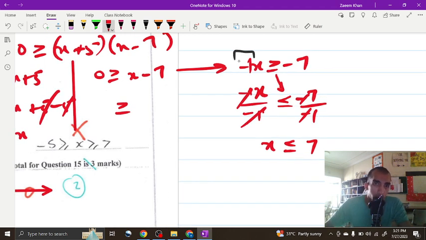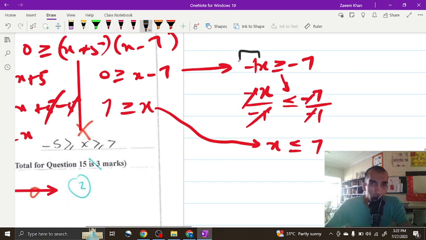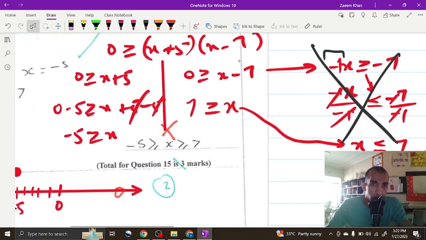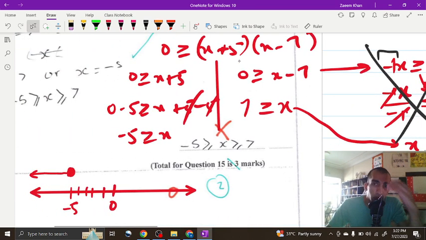Take a look over here. What if I just threw this 7 over here? What would it become? It's just 7 is greater than or equal to x. See? Same answer, but with a lot fewer steps. I would not recommend going down this path at all. Now 7 is greater than or equal to x.